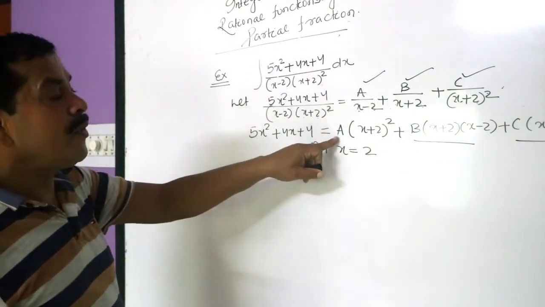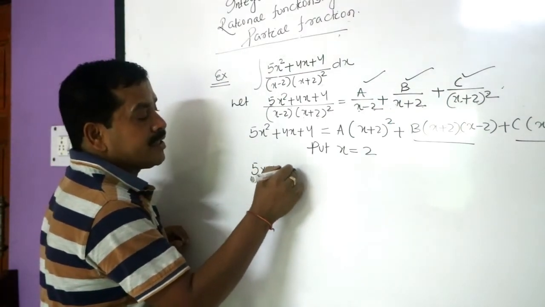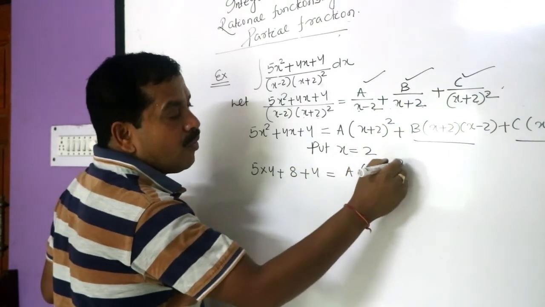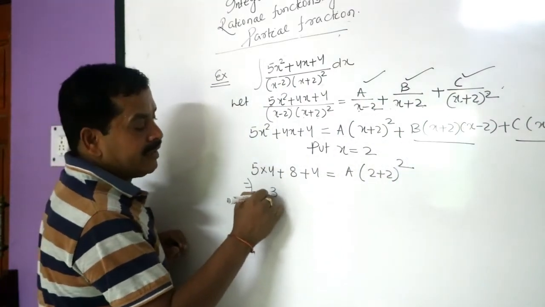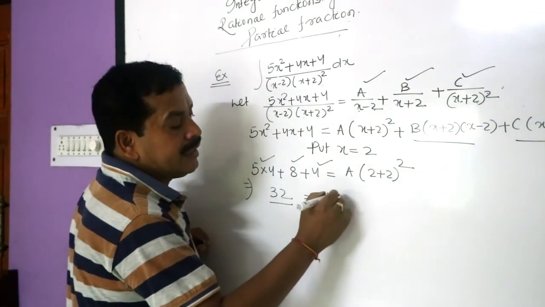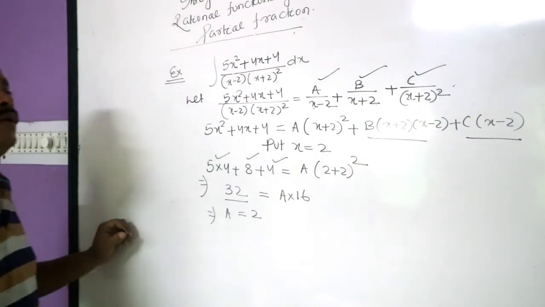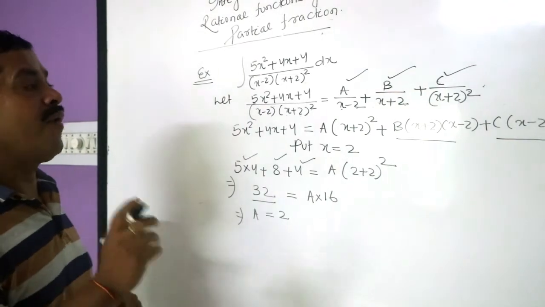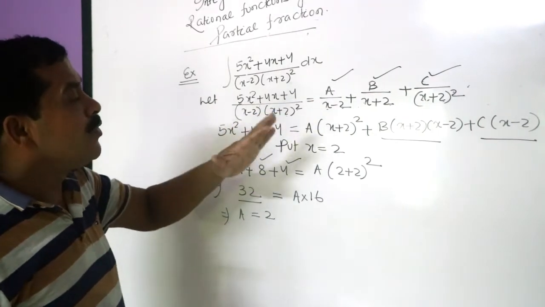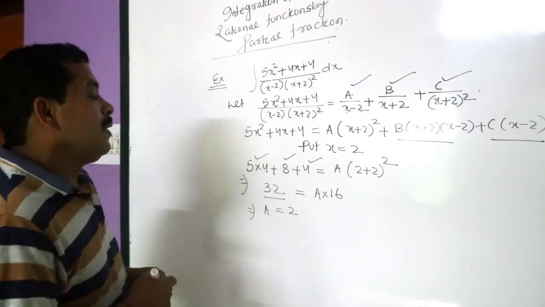Then we can find the value of a. 5 into 4 plus 8 plus 4 equals a into (2 plus 2) whole square, which is 20 plus 8 plus 4, 32 equals a into 16. That means a equals 2. It is very important to find the value of the constant in the right manner. Otherwise, if you get the wrong value of the constant, then the integration will automatically go wrong.